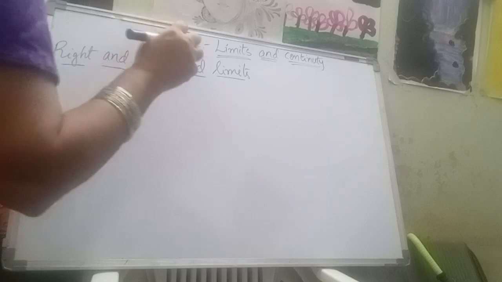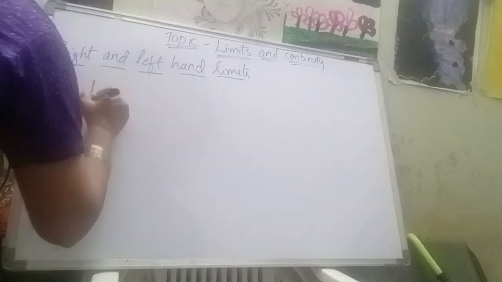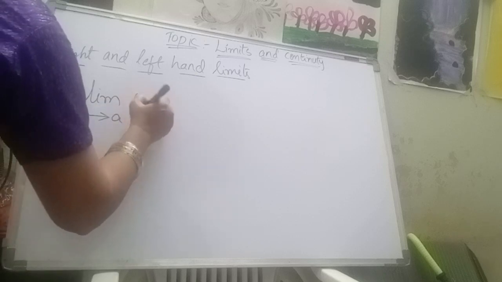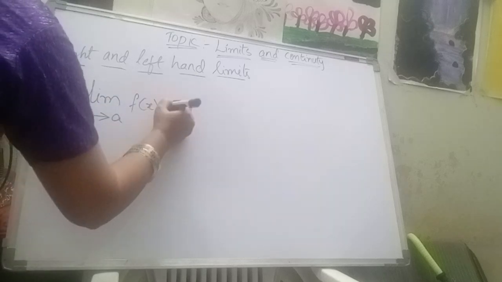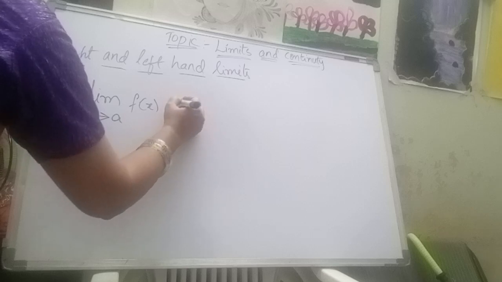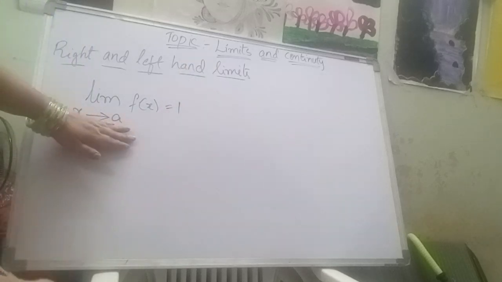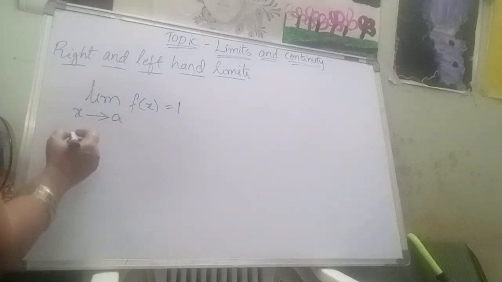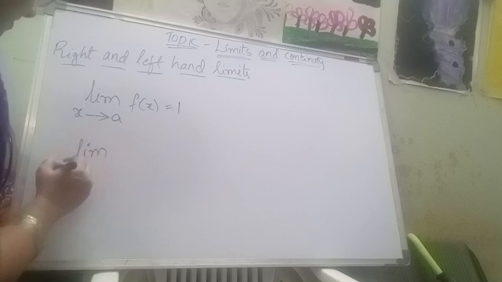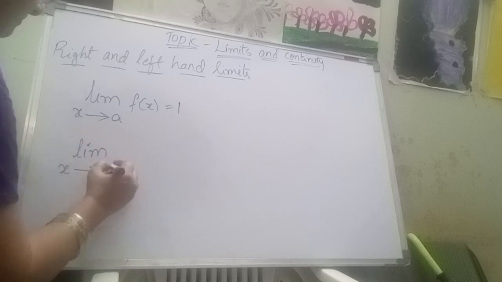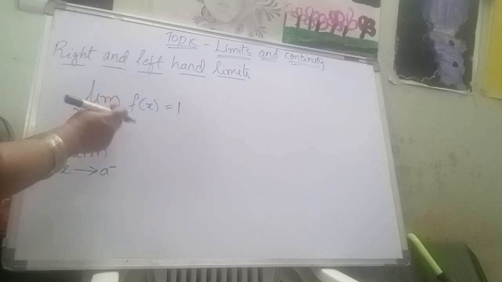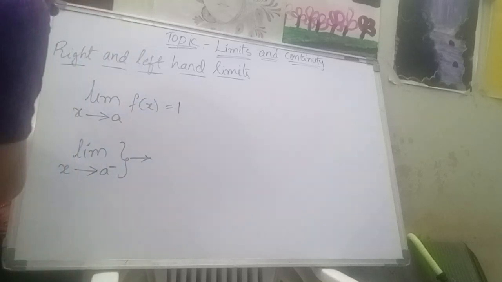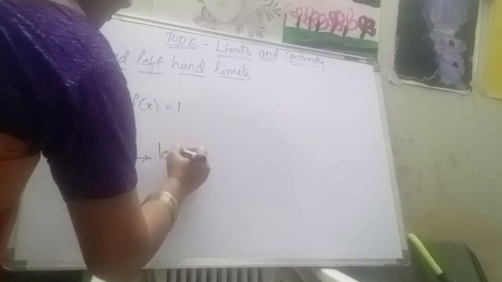How will we identify and write that? Say for example, limit x tends to a of some f of x is equal to some value, say 1. This is the limit, right? In this you will have two types. You can take it as limit x tends to a minus. That means below a, this is the left hand limit.